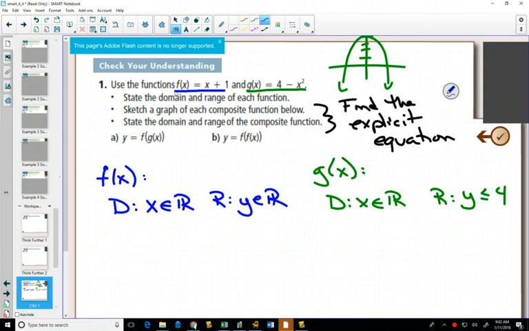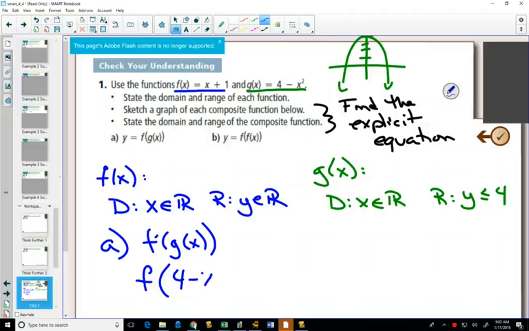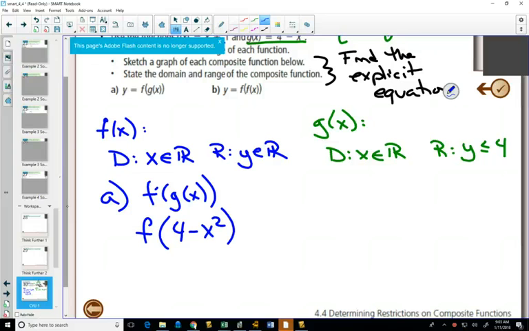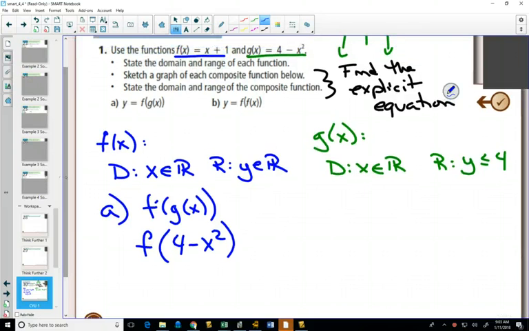So in A, we have f of g of x. To find the explicit equation, we say, well, what does g of x equal? G of x is 4 minus x squared. Again, always starting with composite functions, starting with the function on the inside. And then if I have f of 4 minus x squared, well, what does the function f do? It says whatever you put in, add 1 to it. So if I put in 4 minus x squared, it's going to equal 4 minus x squared, and I'm going to add 1 to it.